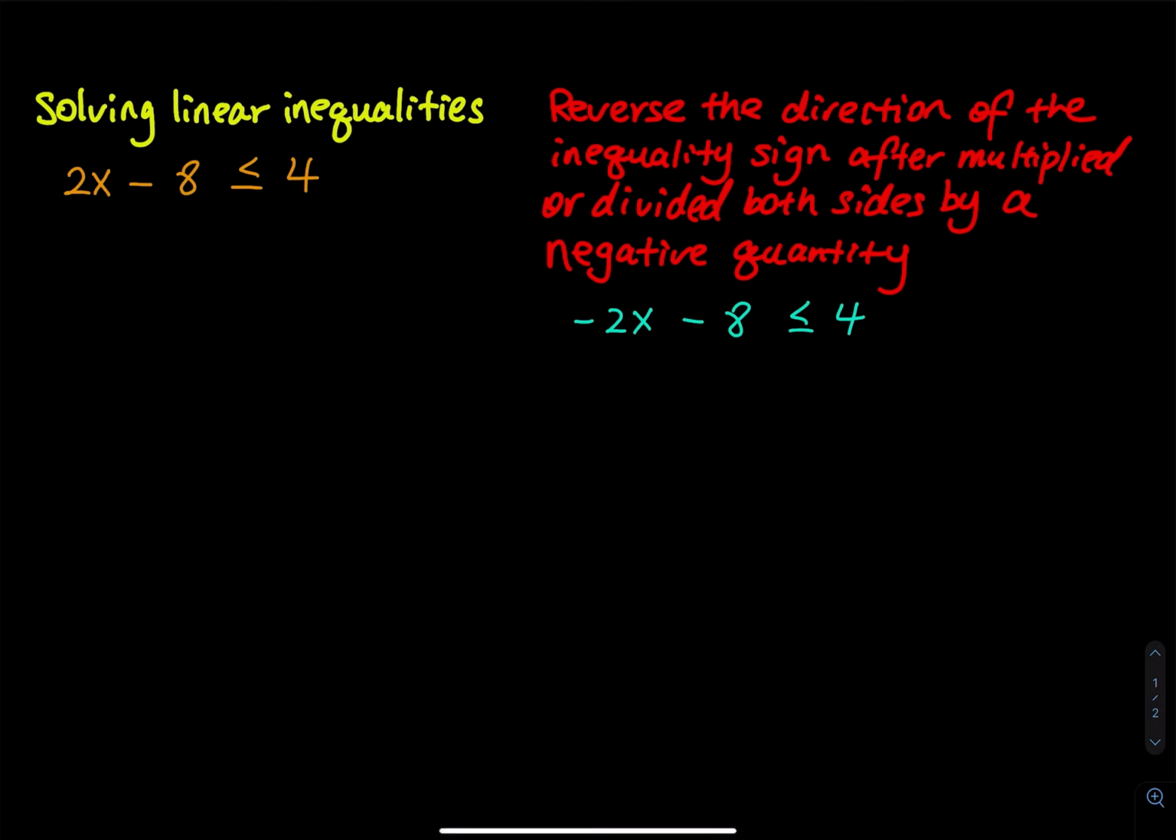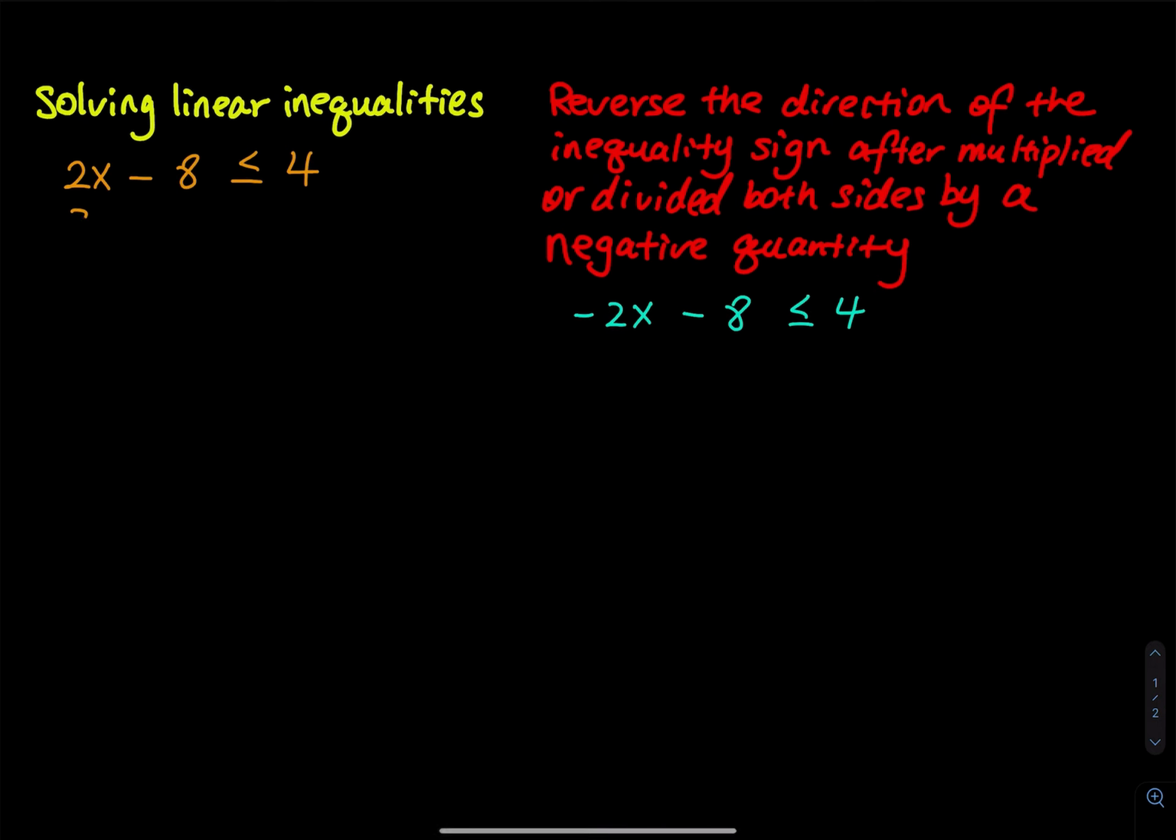Solving linear inequalities, I would like to let the x stay on the left side and the numbers on the right-hand side. So first of all, the minus 8, I will go ahead and add 8 on both sides. So I have 2x less than or equal to 4 plus 8. So you have 2x less than or equal to 12. 2 times what equals 12? You find out by doing 12 divided by 2. So I will divide both sides by 2.